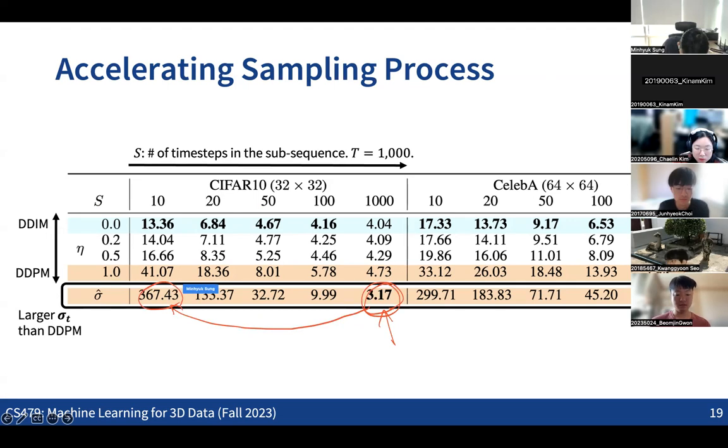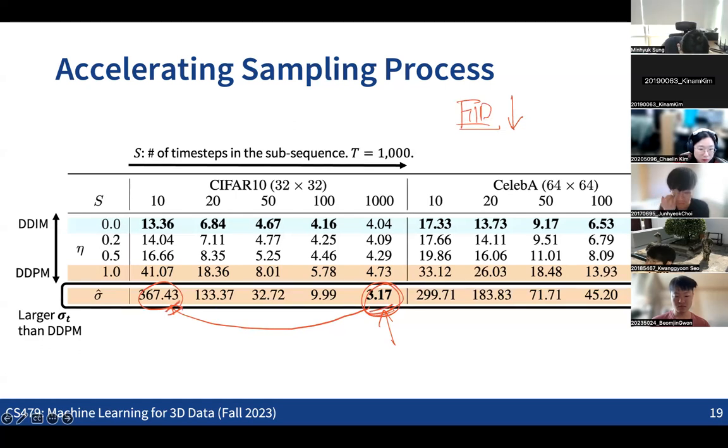So here, all the numbers are good when the numbers are small. These are the FID scores, which means that it's good as the numbers are smaller. So 3.17 is a really small number, which means that the quality of the samples is really good. But as you decrease the number of time steps in the subsequence, we are seeing that the quality gets really worse as we are adding more stochasticity.